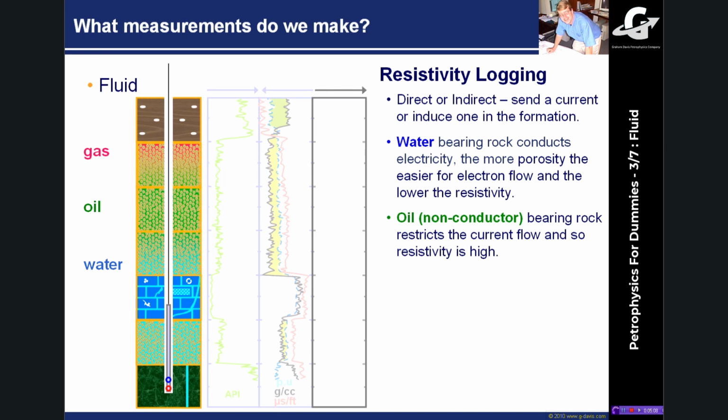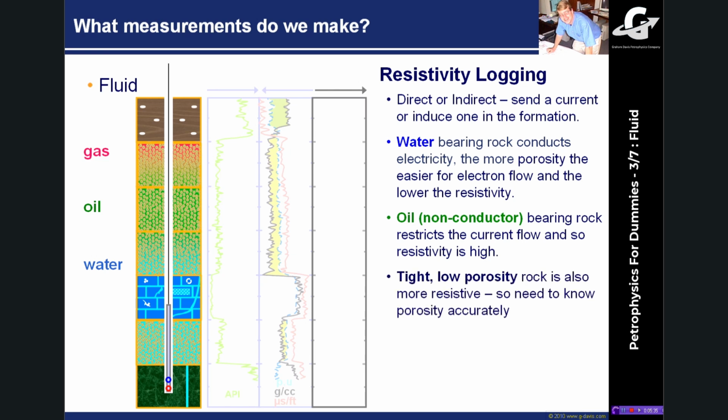So if we put oil into the rock, that tends to restrict the current flow, and so the resistivity is higher. There's generally always some sort of water in the rock, some sort of conductive pathway over the surface of the grains, so it's very rare that rock and oil would be completely non-conductive. So generally the effect you see is an increase in resistivity due to the presence of the non-conducting oil.